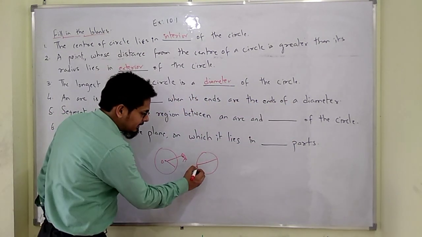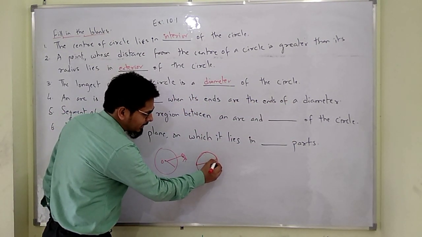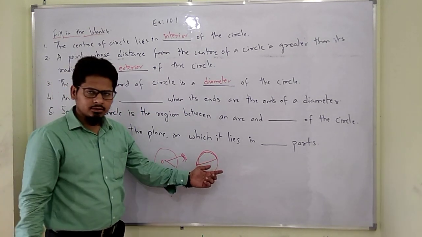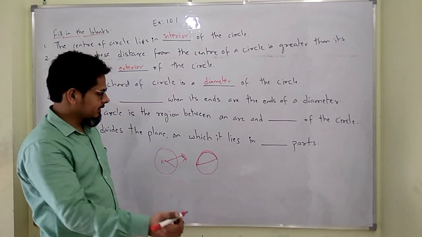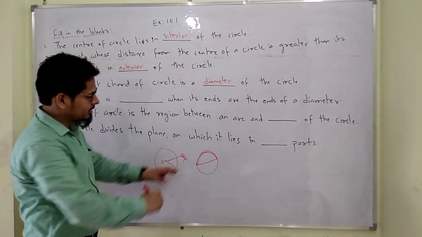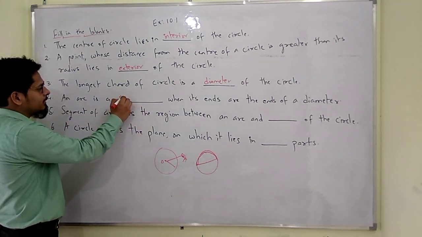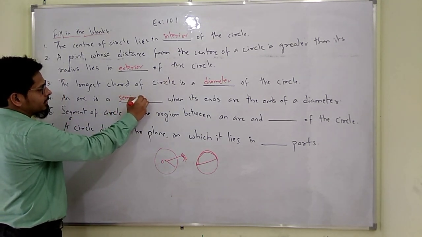Fourth one: an arc is a dash when its ends are the ends of a diameter. See this one, it is one arc. It is also one arc here, right? But the ends of the arc are the ends of the diameter. So this portion is called a semicircle. So here comes semicircle, half of the circle.